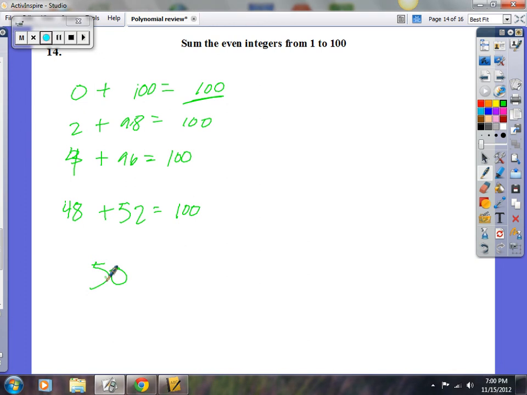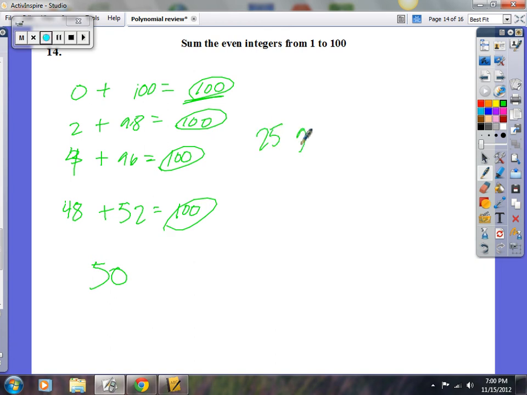I think I must have messed up somewhere. Am I getting a different answer? Because now if I have 25 groups of 100 and then this 50, oh no, I think we're alright. So how many groups of these 100 are you going to have? You're going to have 25 of them.